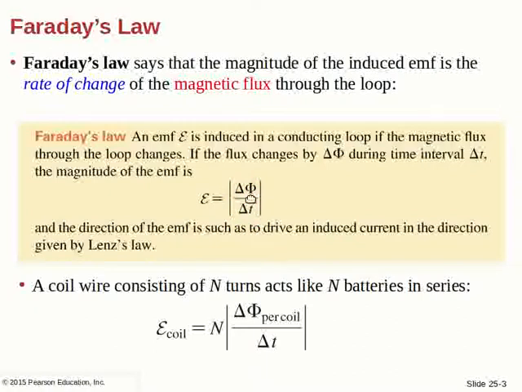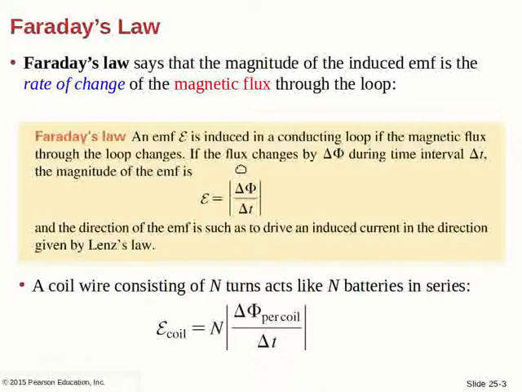Remember, if there's no change in flux, if the flux is constant, then there is no induced EMF. Faraday noticed that it was only when fields change, when the flux changes in time, will there be an induced EMF. And now we've come to learn that the EMF is in fact the fraction delta phi over delta t, or in words, the rate of change of the magnetic flux in time. And the direction of the EMF is such as to drive an induced current in the direction given by Lenz's law, meaning that that induced current will produce its own magnetic field, which will oppose the change that's producing it in the first place.